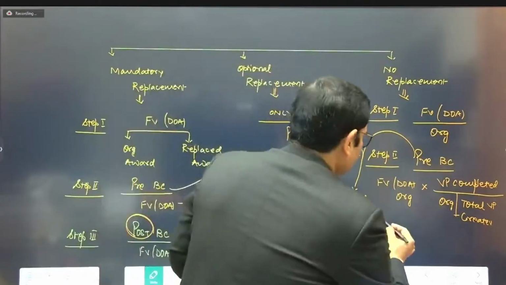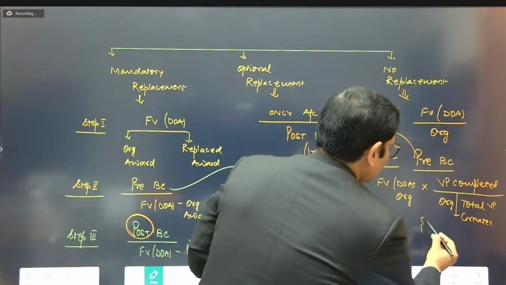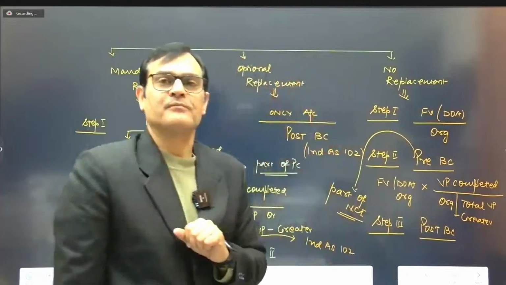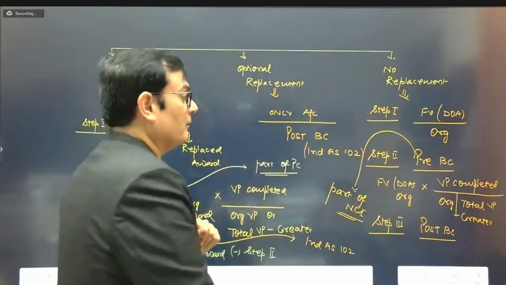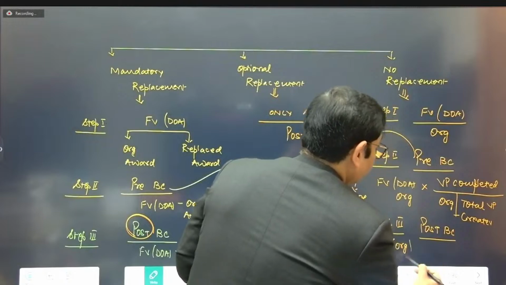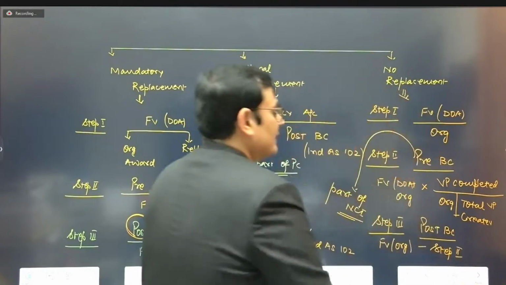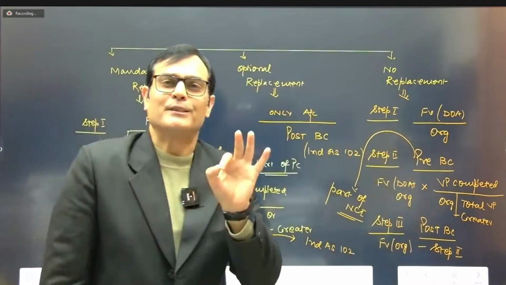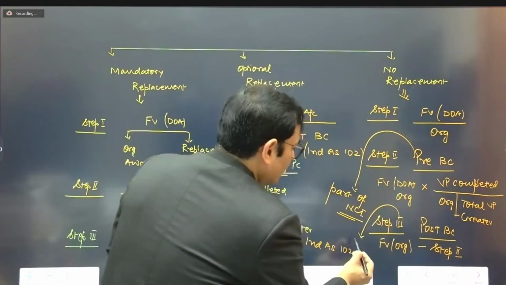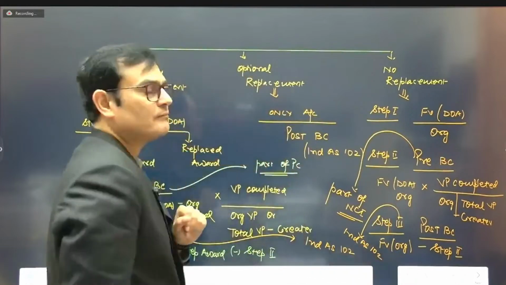And then comes step number three. In terms of step number three, we're going to consider what is related to post-business combination. And the same things will apply. You will take the fair value of the original award and minus the value you've taken in step number two. That is going to be accounted under Ind AS 102. So this portion in step number three is going to be accounted under Ind AS 102.